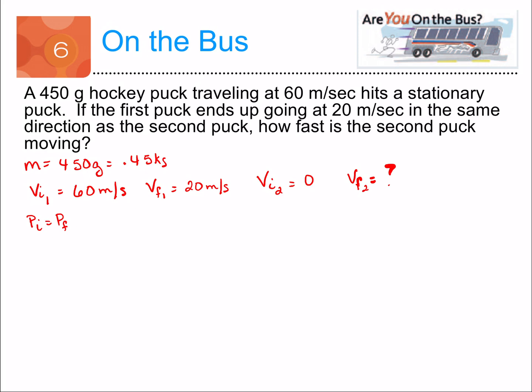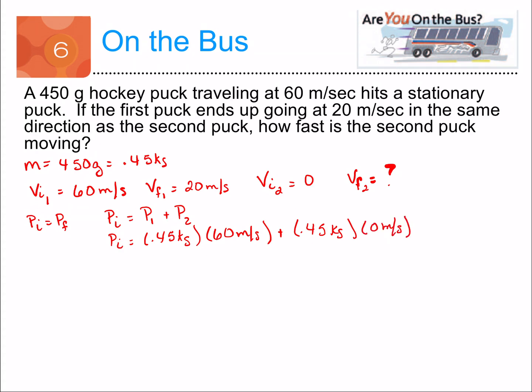We know conservation tells us initial momentum equals final momentum. So let's calculate our initial momentum. Our initial momentum is going to be the initial momentum of puck 1 plus the initial momentum of puck 2. So for puck 1, we have 0.45 kilograms times 60 meters per second, plus the momentum of puck 2, which is 0.45 kilograms times 0 meters per second. That's going to give us 27 kilogram meters per second.